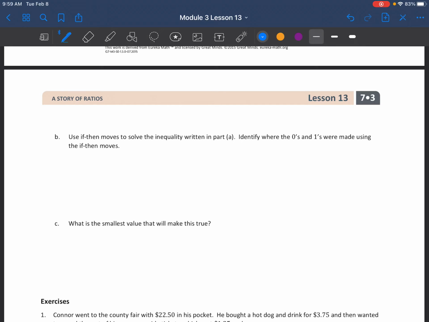Let's go to B. Use if-then moves to solve inequalities written in part A. Identify where zeros and ones were made using the if-then moves. So remember our if-then moves from equations. We're talking about the same thing. We're talking about distributive. We're talking about commutative property. We're talking about combining like terms. We're talking about the additive and multiplicative inverses. Those are if-then moves, just as a review.